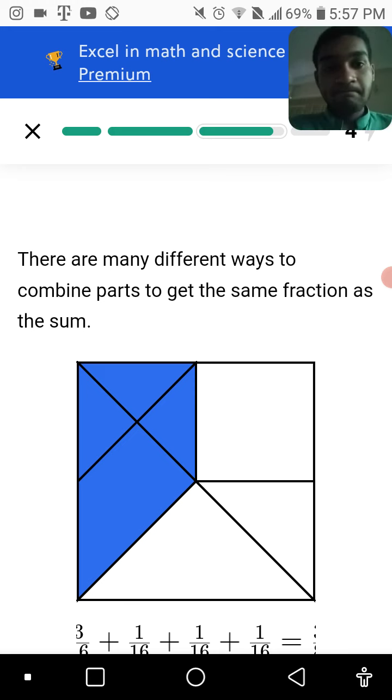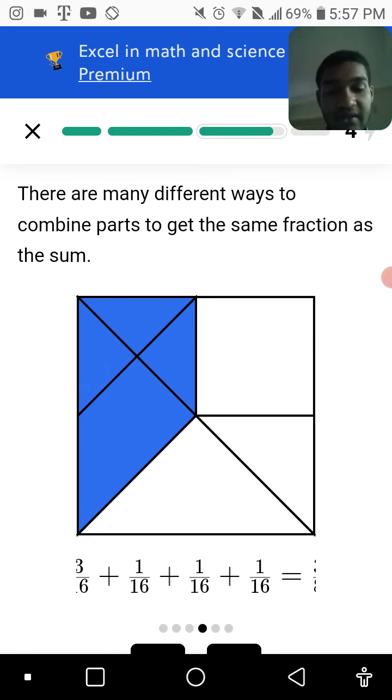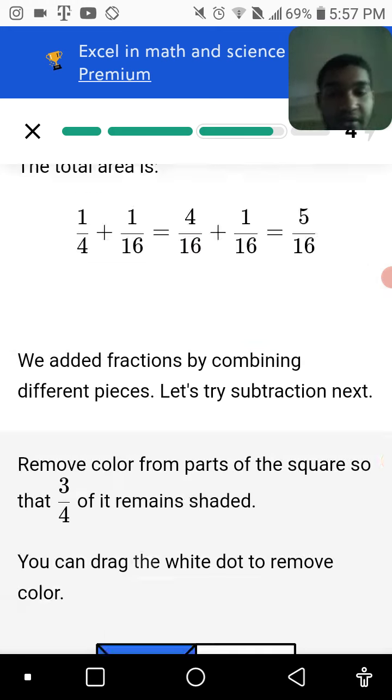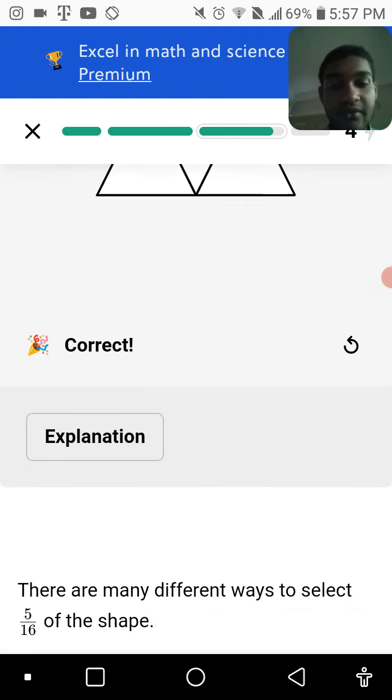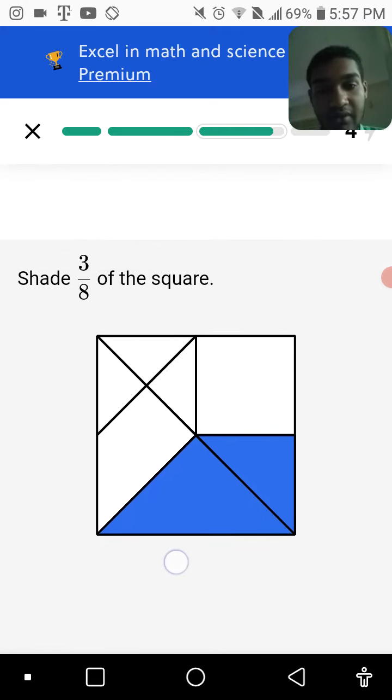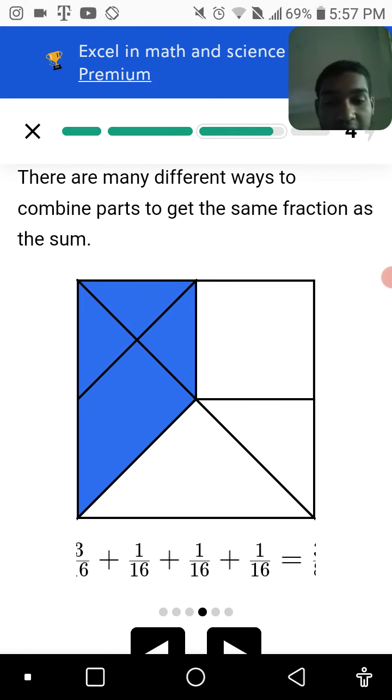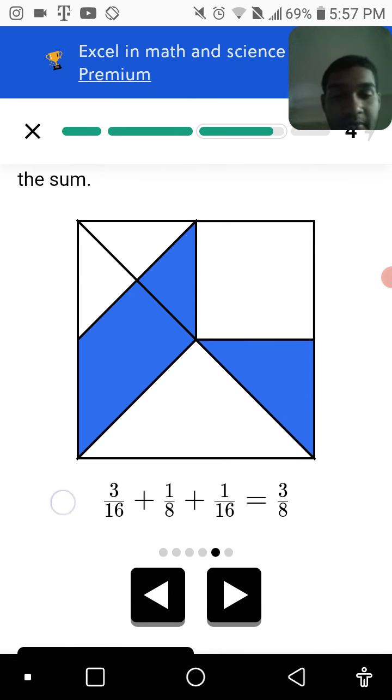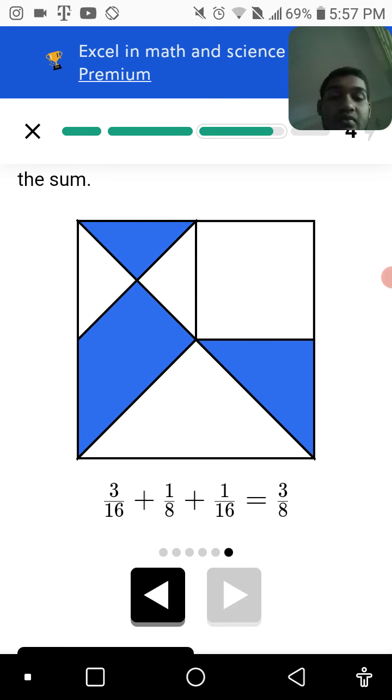Okay. These were the 1 by 16. We have 16 pieces of this. Did we ever have? No, we didn't have 16 pieces before. 1 by 8 plus 1 by 16 plus 3 by 16. Okay.